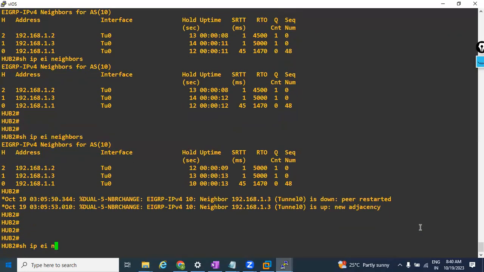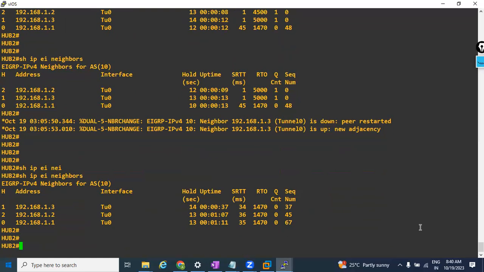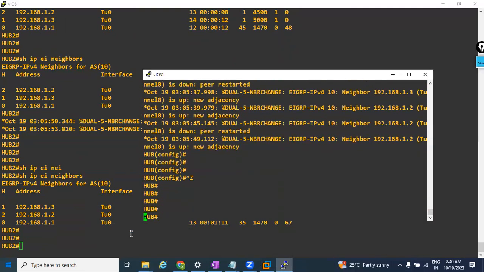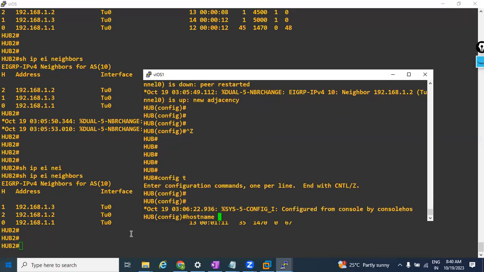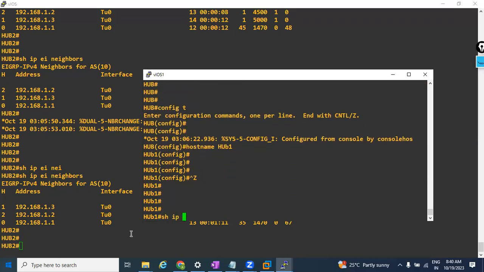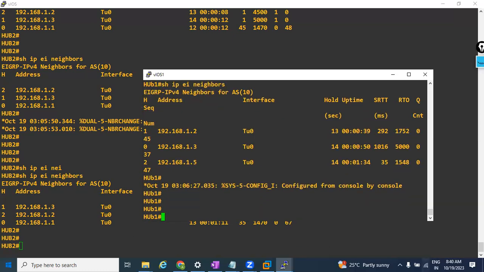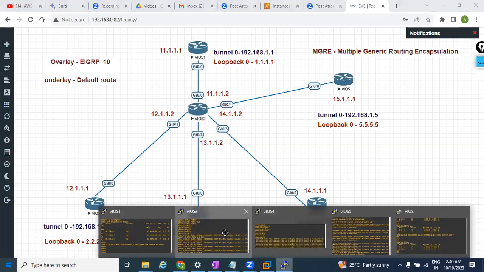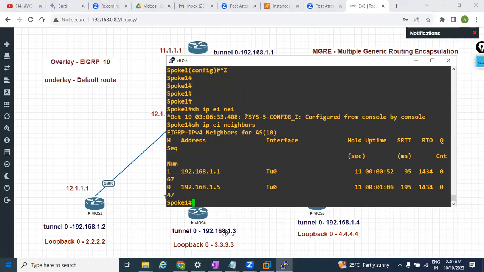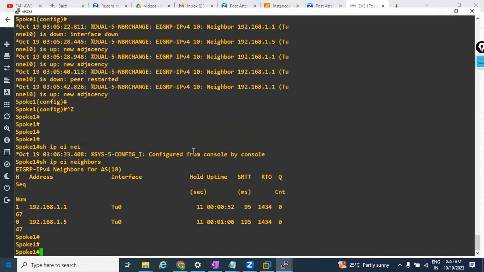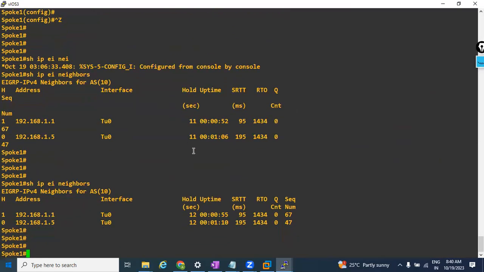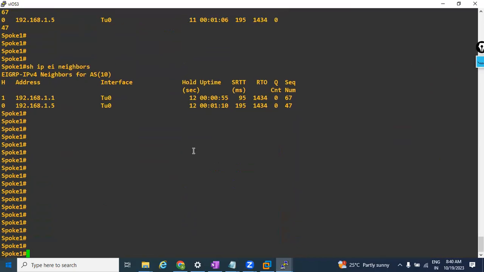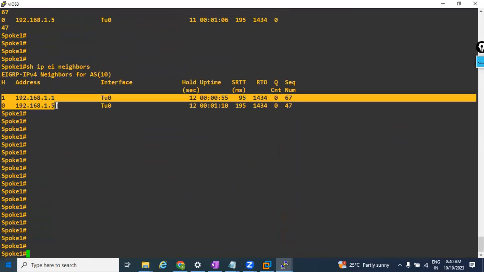So show IP EIGRP neighbor, all outside. Okay, neighborship has come up. If I go back to hub 1, this is my hub 1, hostname hub1. Show IP EIGRP neighbor. This is also fine. And now if I go back to spoke 1, see on spoke 1, how many hubs do we have? Two. So is the neighborship up or not?